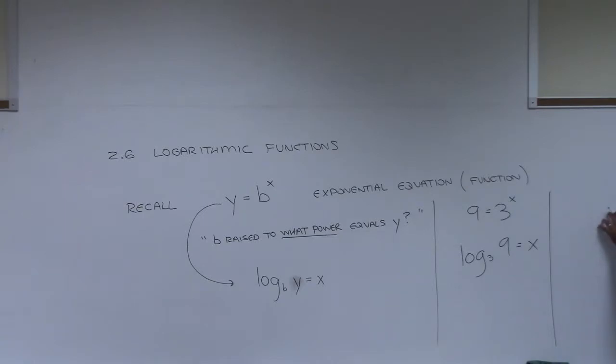Okay, let me do this. What was it, 27 equals 3 to the x. How would I write that in this form right here? Log base 3, I'll write this down later, like how you say this, log base 3, and then 27, and then x. Okay, all right?